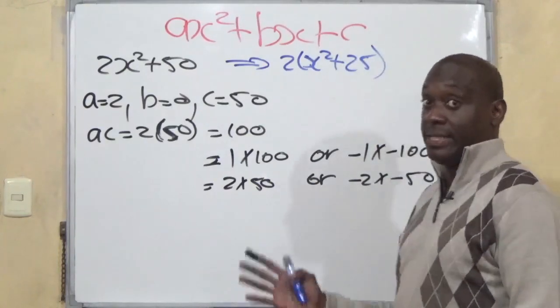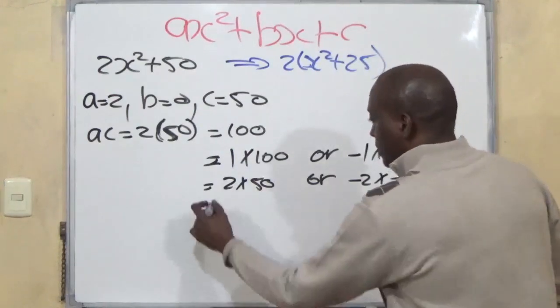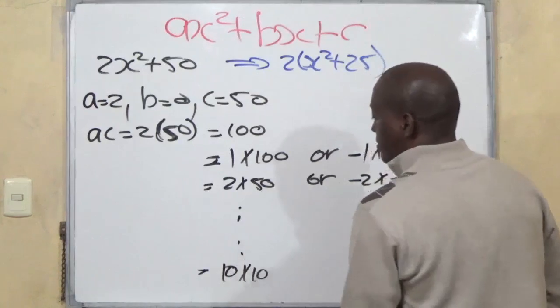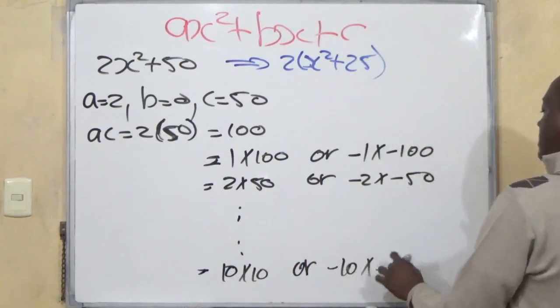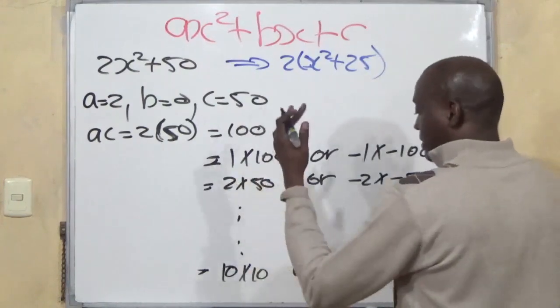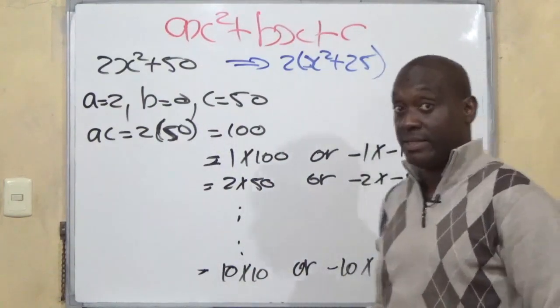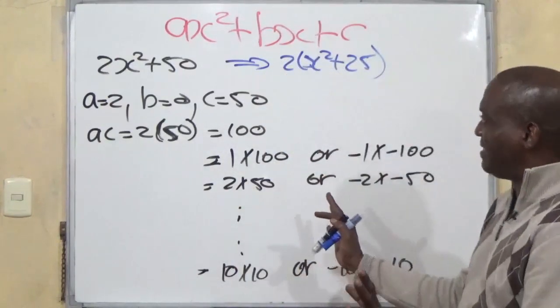If you try 10, 10 and 10, kind of alright. But 10 plus 10 is 20. Right? 10 multiplied by 10 is 100. Or minus 10 multiplied by minus 10 is the same 100. So 10 plus 10 is 20. Minus 10 plus minus 10 is minus 10 minus 10, which is minus 20. So you suddenly find that you're stuck here.